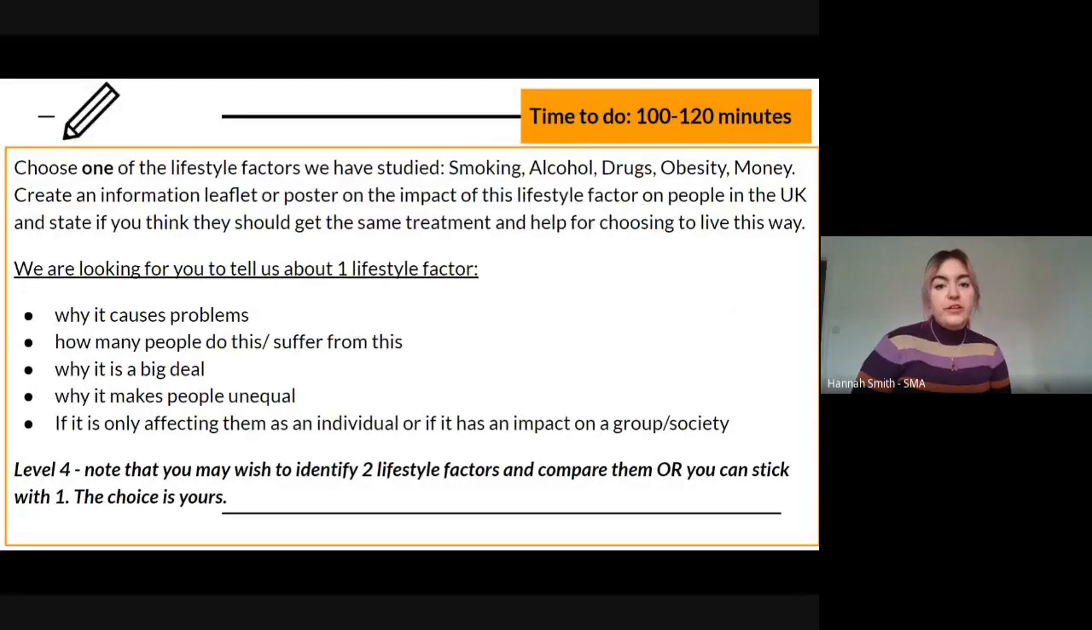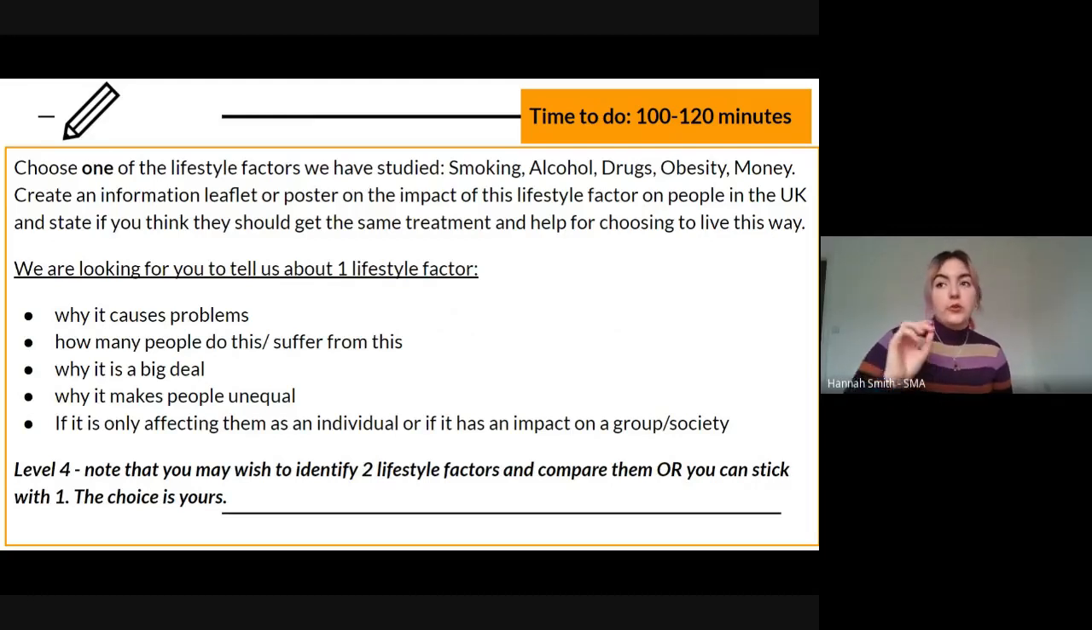Now, you might be going, what is she baffling on about? What are we actually doing? You are going to choose a lifestyle factor that we have studied. Now, the ones we've looked at are smoking, alcohol, drugs, obesity, and money. Money is a bit more challenging, but it does fit into there.